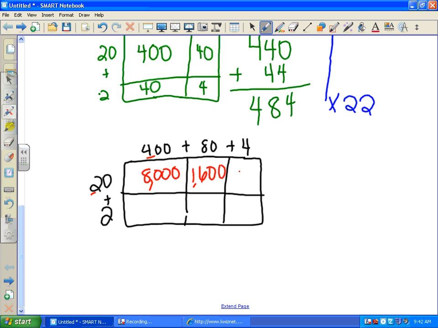4 times 2 is 8. Add my 1 zero. 80. 400 times 2 is 800. Very good. 80 times 2 is 160. Very good. 4 times 2 is 8.